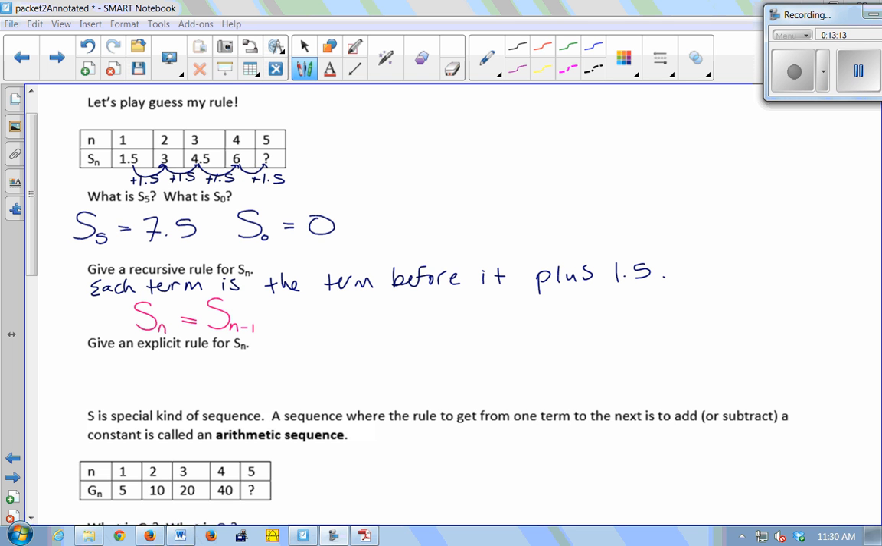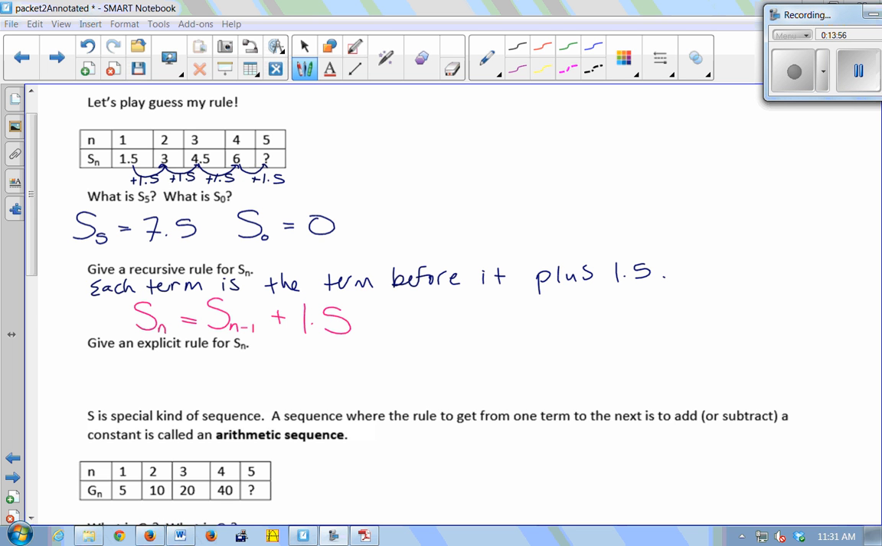So if n were 12, this would say S sub 12, the 12th term in the list, is equal to S sub 12 minus 1, which is 11, right? But then I have to add 1.5 to it. So if n were 18, if I wanted to find S sub 18, I would take S sub 17, right? 18 minus 1 is 17, and add 1.5 to it. No, because S sub 17 isn't necessarily 17. 17 is just the address in the list, right? So this is my recursive rule.